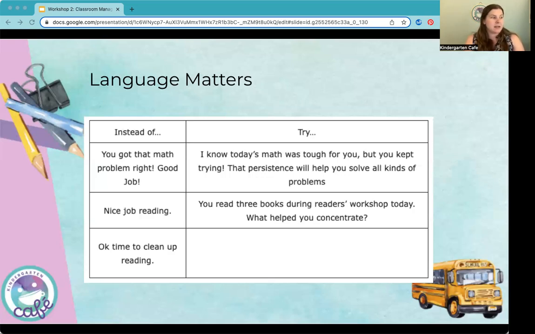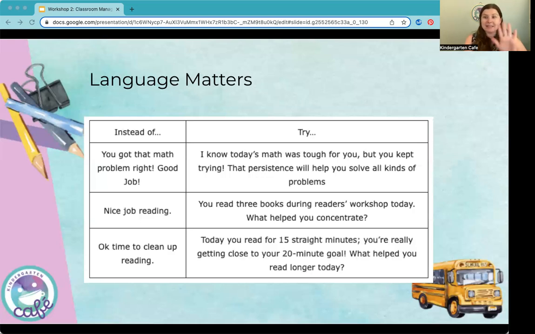Instead of saying to the class, okay, time to clean up reading, reinforcing language would be talking to the class and saying, today you read for 15 straight minutes. You're really getting close to your 20-minute goal. What helped you read longer today? So similar to that individual conversation, right? So doing kind of like a wrap up at the end with what went well and reinforcing it so that they'll do it again next time.